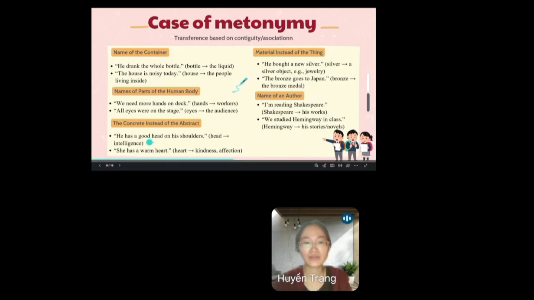Additionally, concrete body parts express abstract ideas. He has a good head on his shoulders. A good head means someone is smart, not that they literally have a good-looking head. She has a warm heart. A warm heart means someone is kind and caring.